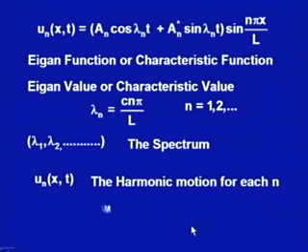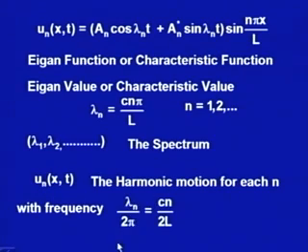Let us see for fixed t how it is moving. So, the harmonic motion has the frequency lambda n upon 2 pi, which is c n upon 2 L, because lambda n is nothing but c n pi over L. So, if I just simplify it, it comes out to be n times c upon 2 L.